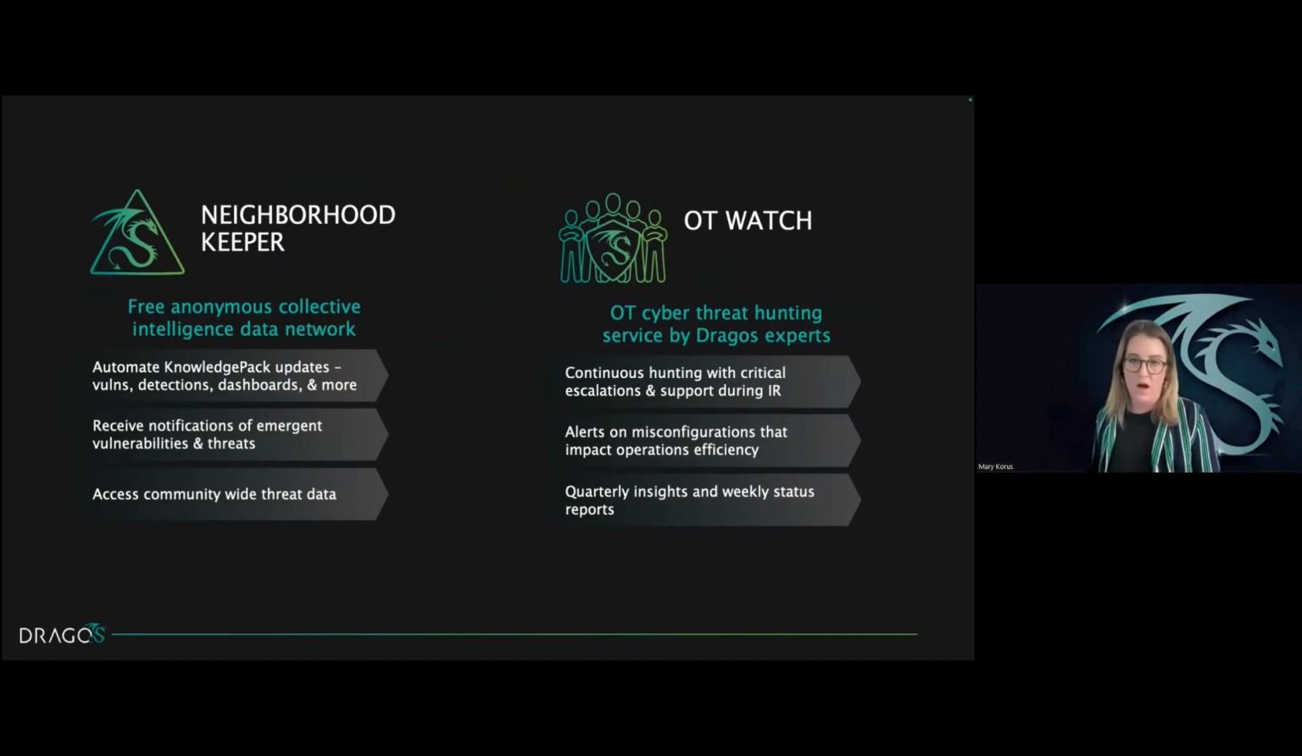So Neighborhood Keeper has a lot of different use cases that our customers opt into if they decide to be a part of this collective intelligence network. But in this case, we can query across the fleet to see if there are anonymized threat detections across the entire community, in order to see if there's anything going on that triggers some high fidelity information. It allows us to really access community-wide data in order to make decisions. It enables the users to receive notifications of emerging vulnerabilities and threats based on those queries that we send out. And it's a way that you can get those Knowledge Packs pushed into your environment immediately, keeping you up to date.